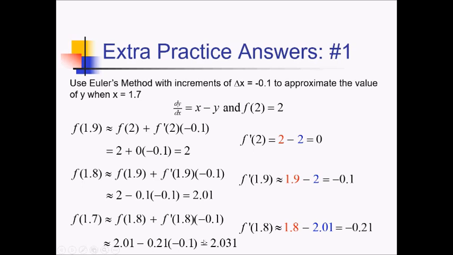You didn't need to simplify for a free response, but it's good practice for multiple choice because they do often expect us to do this without a calculator. So 2.031 is our approximation for f of 1.7.